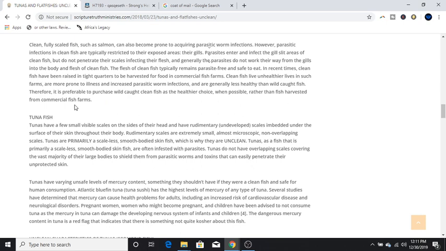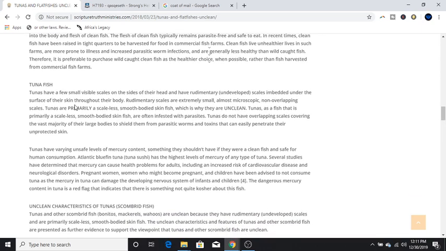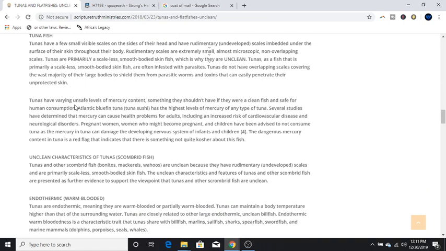In recent times, clean fish have been raised in tight quarters to be harvested for food in commercial fish farms. Clean fish live unhealthier lives in such farms, are more prone to illness and increased parasitic worm infections, and are generally less healthy than wild caught fish. Therefore, it is preferable to purchase wild caught clean fish as the healthier choice when possible, rather than fish harvested from commercial fish farms.